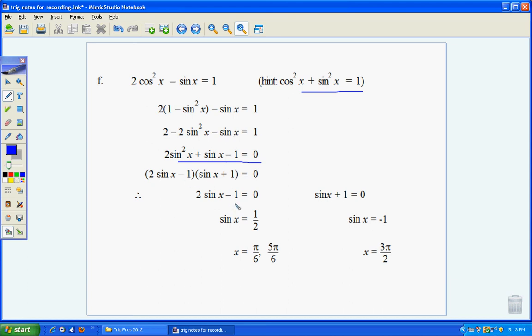2 sine x minus 1, well, sine x would have to be equal to a half. Again, its related angle is pi on 6, and it's in the second quadrant, so it's pi minus pi on 6 to give us 5 pi on 6. Sine of x is equal to minus 1, and that only exists when it's on the bottom negative y-axis, or 3 pi on 2, which is 270.